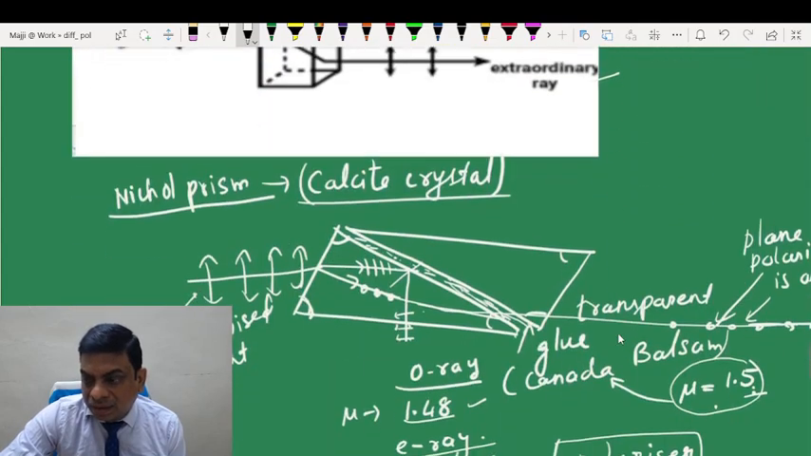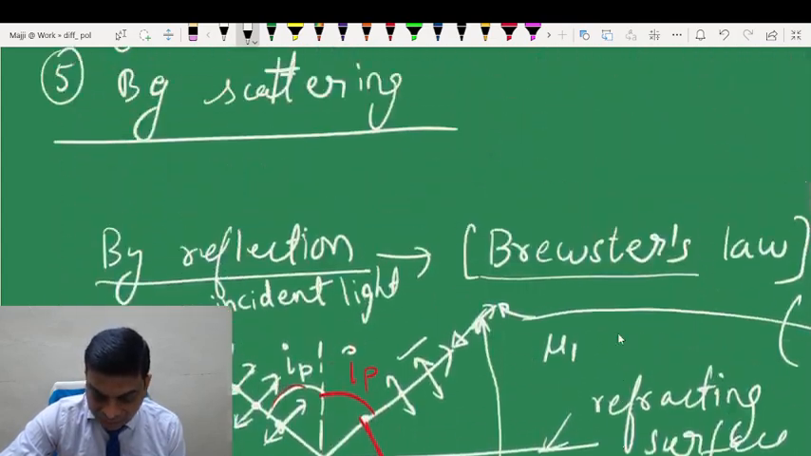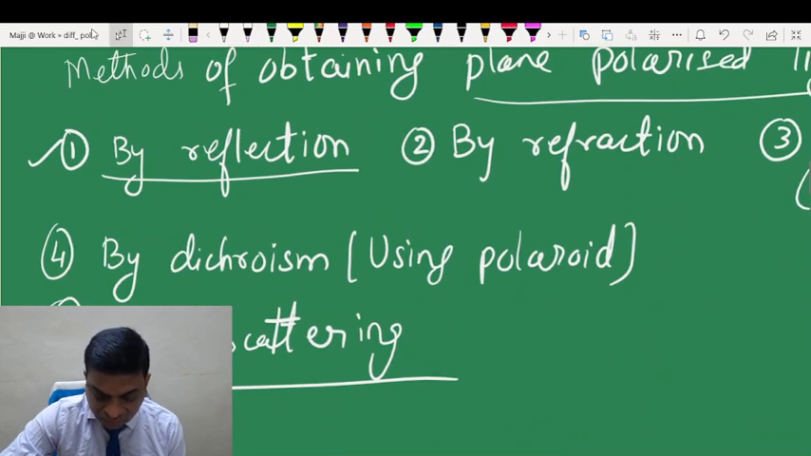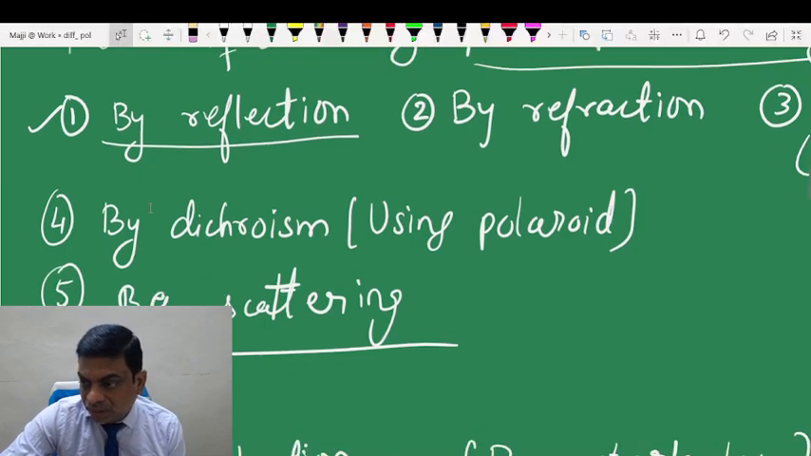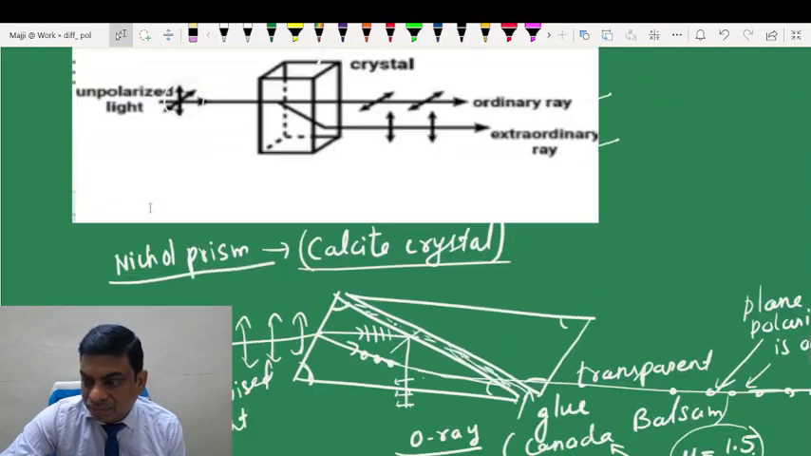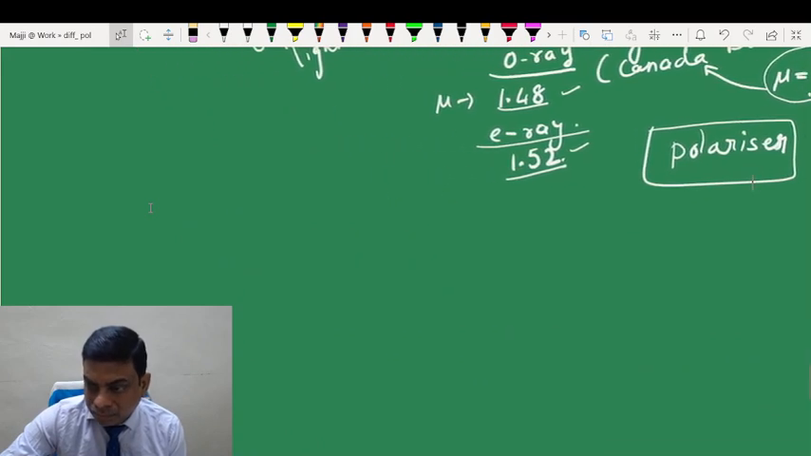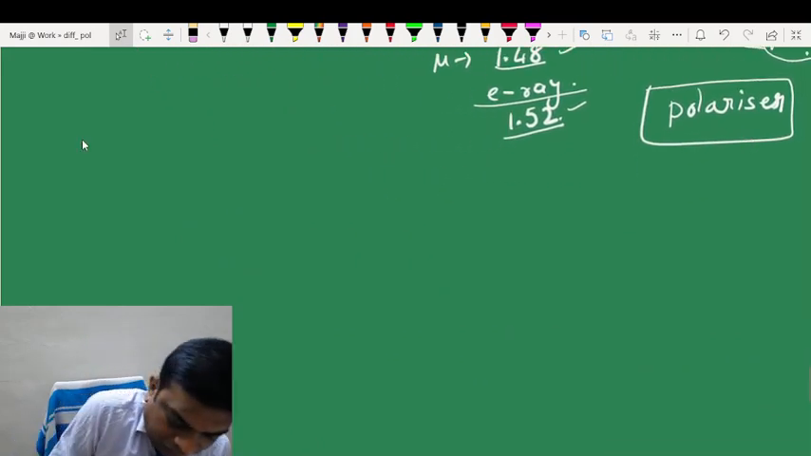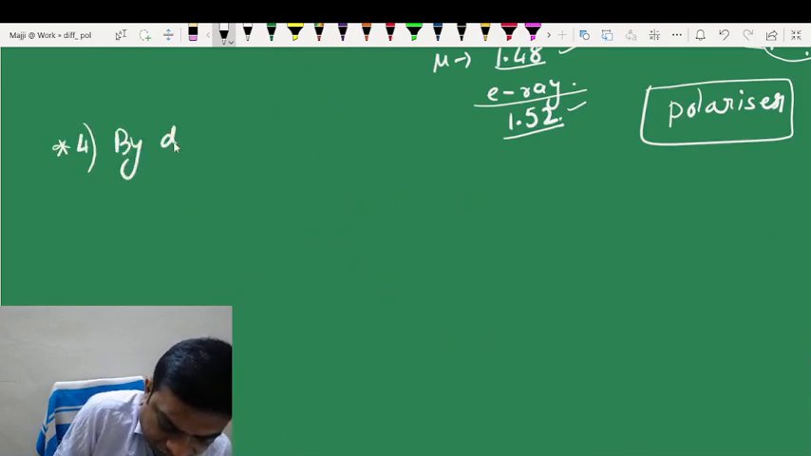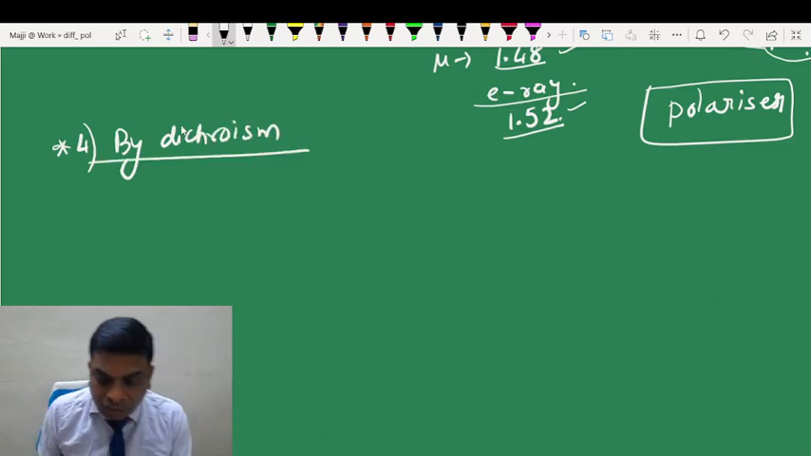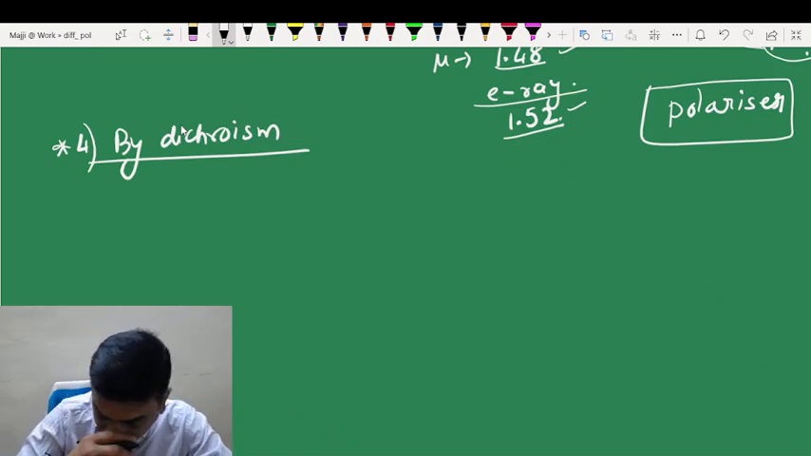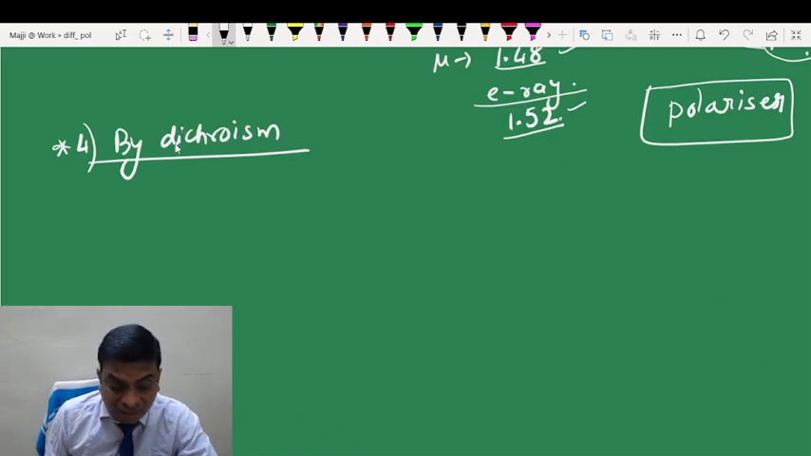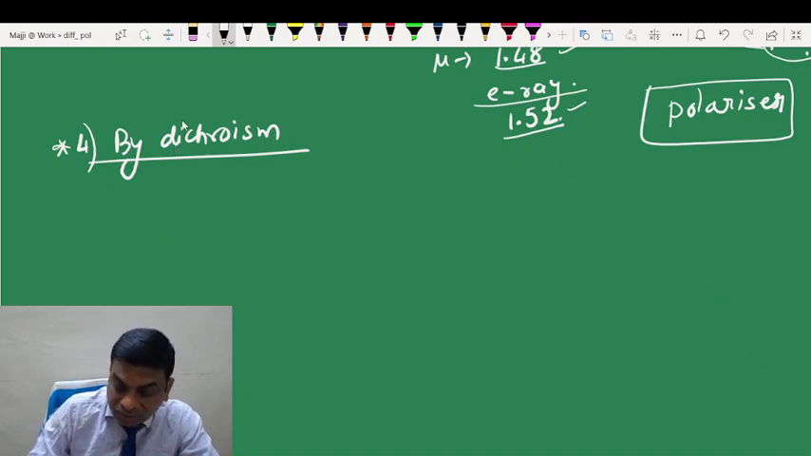Then next, what was the next, you can see, next is by dichroism. By dichroism, we'll see what is the meaning of dichroism. So next is fourth, by dichroism. Here, this is similar to double refraction but slightly different.